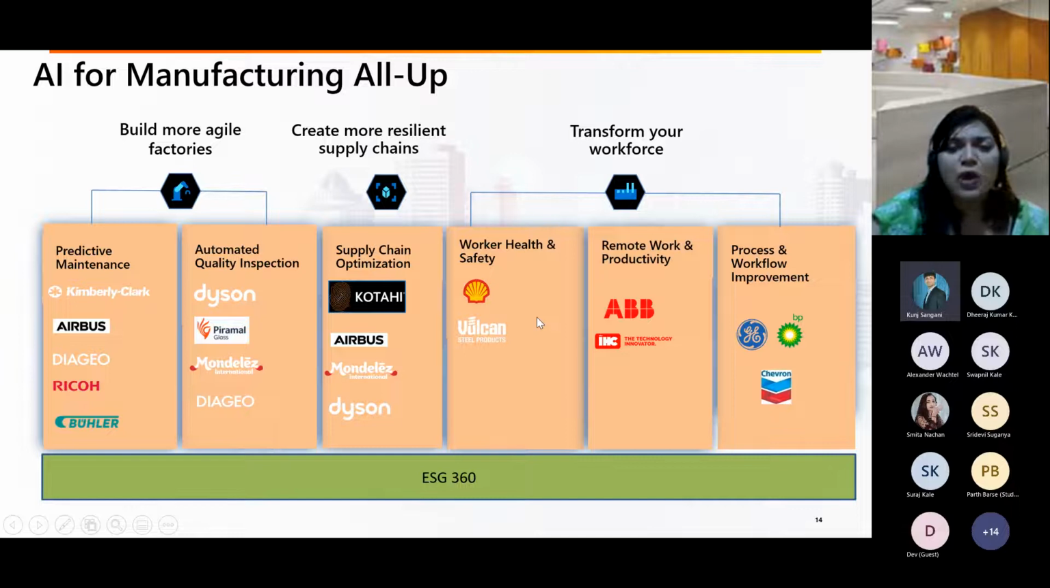Worker health and safety means having vision cameras, especially on construction sites, for example, tracking in real time the movement of heavy machinery and workers, and seeing whether they are maintaining the relevant distance and are not directly under heavy machinery or in dangerous positions. Then remote work and productivity, and process and workflow improvement, like maintaining a control tower and having a central view of all your processes together.